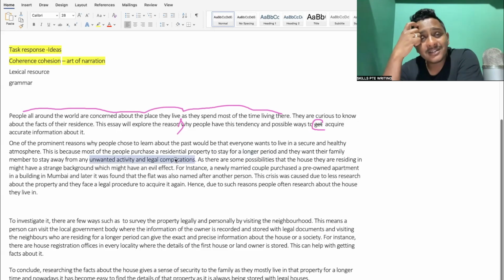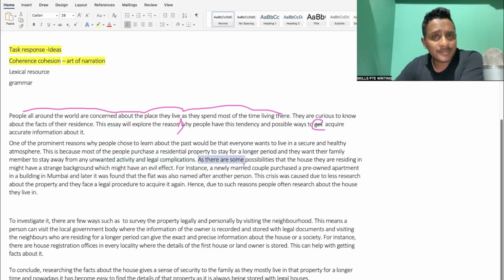For this, you check the documents, you don't check the history of the house. History is a very long duration. Background check, probably 10 years, 15 years down the line, or in some properties it can go beyond 100 years, but that's not exactly what they're talking about, Shubham, I believe. It's not the history of the house, as there are some possibilities that the house they're residing in might have a strange background, which might have an evil effect. Now he is going to talk about the strange background.